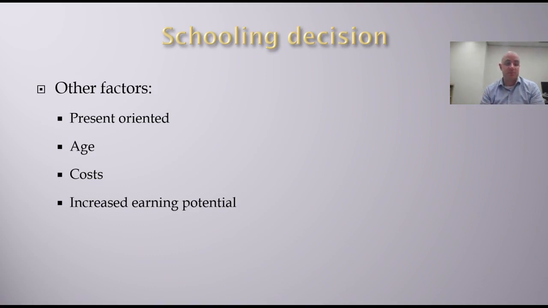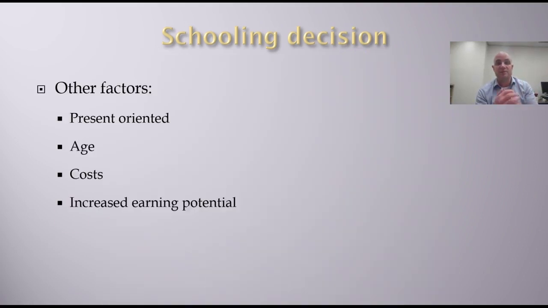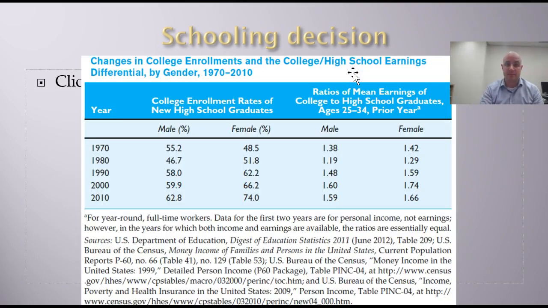Age is a big factor. Younger people have higher total benefits. If you're younger and go to school, you have more years to collect on these benefits up here, whereas if you're older, you're going to have fewer years. And because of that, younger people have more incentive to go to school. Costs: the higher the costs, the more benefit is needed to make up that gap. And the earnings differentials: the wider this gap becomes, the more incentive there is to go to school, whereas the smaller it becomes, the less incentive there is.